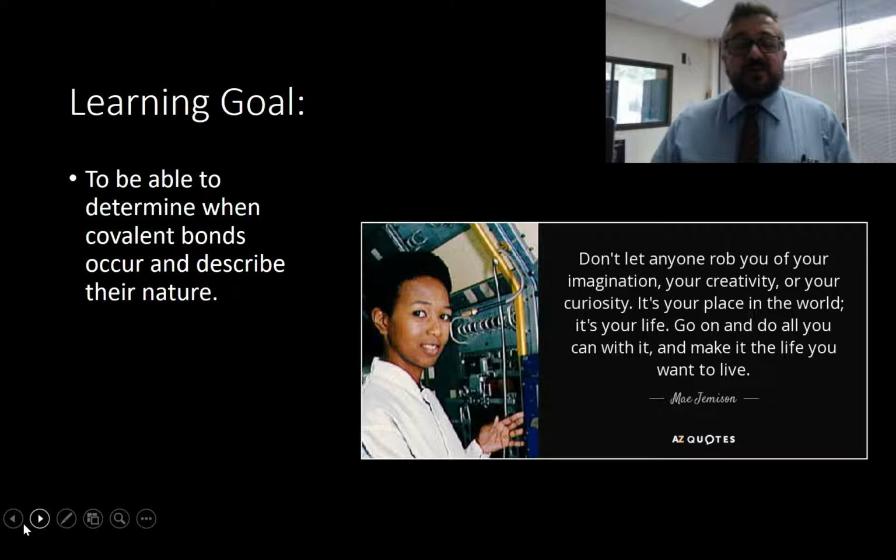So let's talk about covalent bonds. By the end of this, we really want to be able to determine when a covalent bond is going to occur, as well as describe its nature. Also, we want to be able to represent it using a Lewis dot structure diagram.